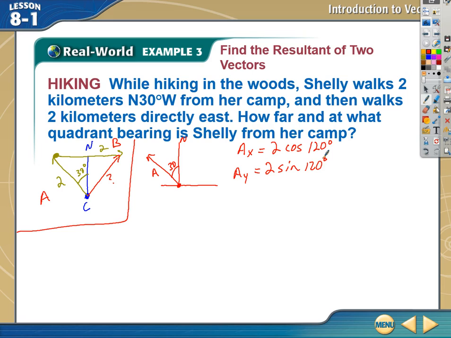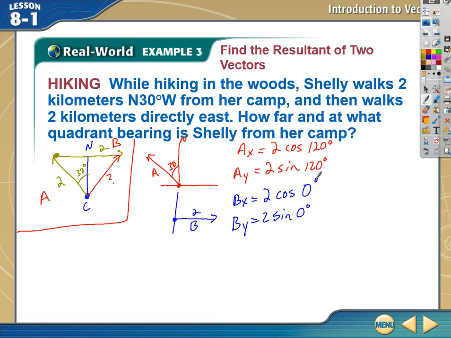The next one is B. I want to draw it by itself. B says due east, so that's right on the x-axis. If I wanted B x, that's going to equal the magnitude of B, which is 2, times cosine of how many degrees? If it's right on the x-axis, no degrees. B y is the same thing: 2, oops, not cosine, 2 times sine of 0 degrees.